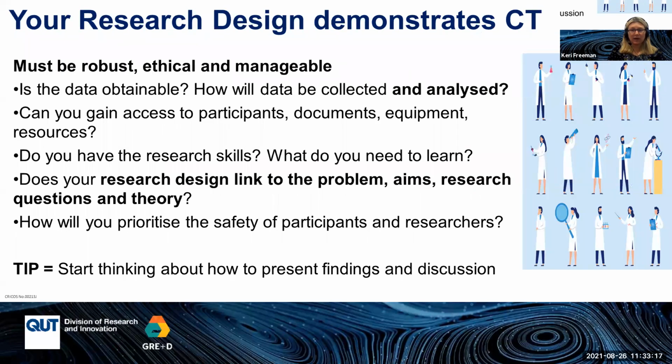So of course, we're talking about critical thinking. Your research design is going to demonstrate that as well. So making sure you can answer the fact that it's obtainable for you to collect that sort of data. And of course, how are you going to analyze the data? Can you gain access to what you need to collect the data? What research skills might you need to improve? And of course, as always, we need to link to the problem, the aims, and the questions. They all need to be linked together, and you need to be explicit and explain to the reader how they link. Don't assume that they're going to know. You need to tell them.